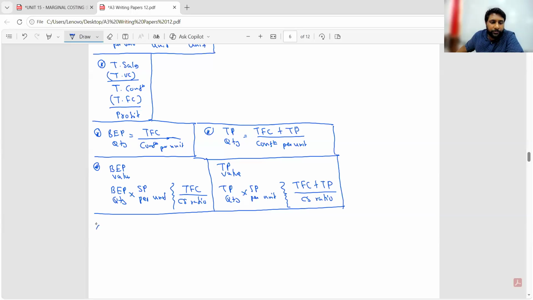Next one. Margin of safety quantity. You should say it without looking, so you confirm you can remember things. What is margin of safety? Gap between budget and break even. Then how to take the margin of safety quantity? Budgeted quantity and the break even quantity gap: budgeted quantity minus the break even quantity.